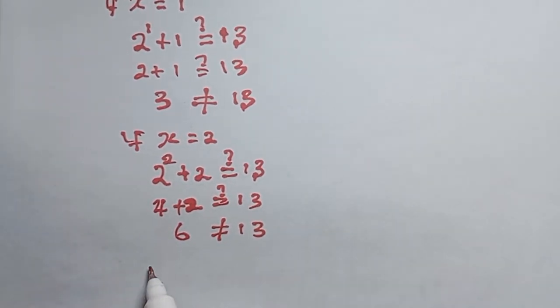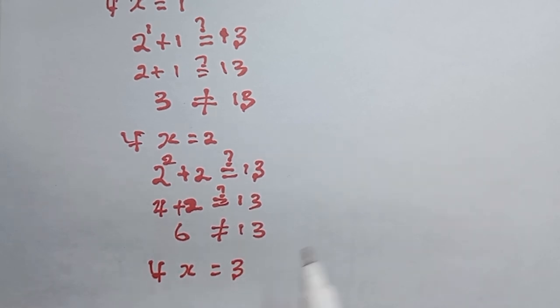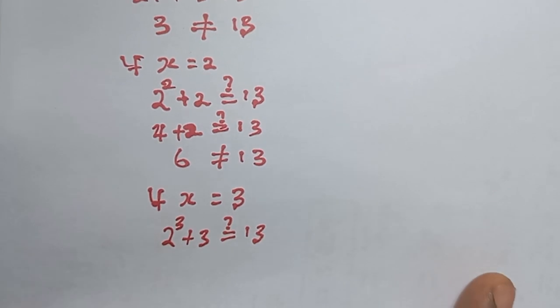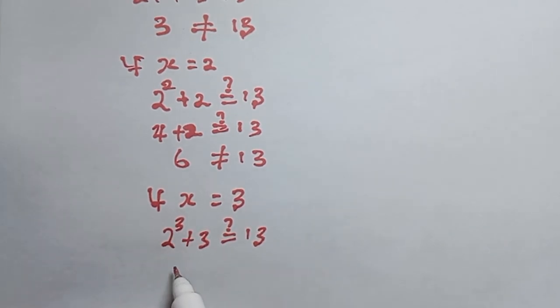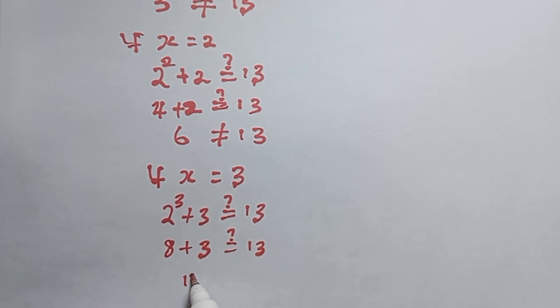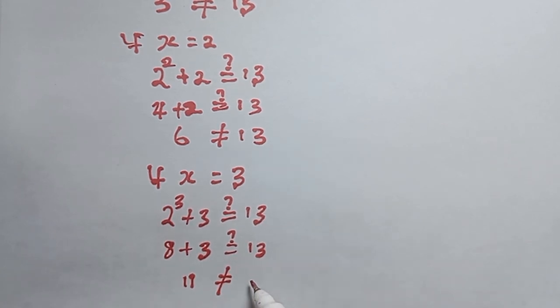And then let's check one more. If we check x to be equal to 3, so what we're going to be having is 2 power 3 plus 3, and then would this be equal to 13? If you evaluate this, 2 power 3 is 8 plus 3. Is this equal to 13? So this is equal to 11. And obviously, you can see that 11 is not equal to 13.